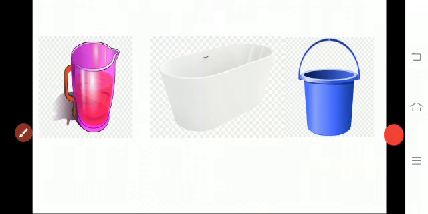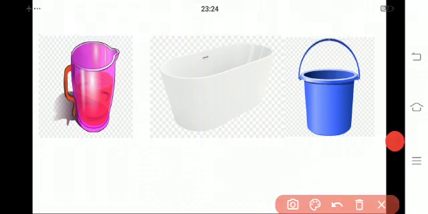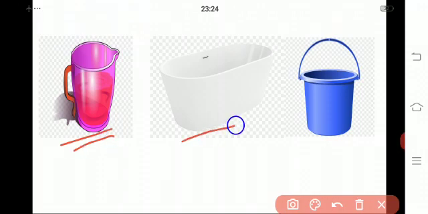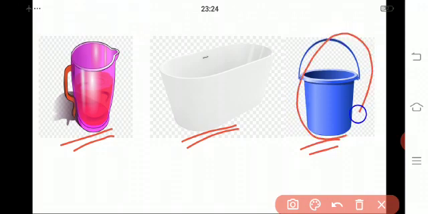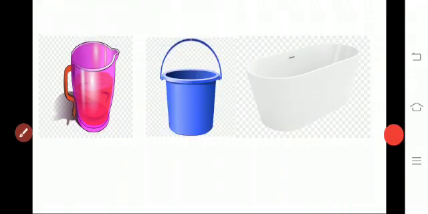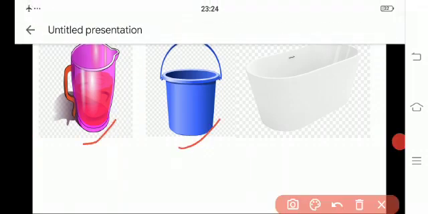See, now we are going to arrange the containers in increasing order of their capacities. Okay children, look at the containers. What are they? A jug, a tap and a bucket. See children, if we compare the capacity of the three containers, the jug holds the least amount of water. A bucket holds more than the jug but less than the tap. So the increasing order of their capacities is jug, bucket and tap.